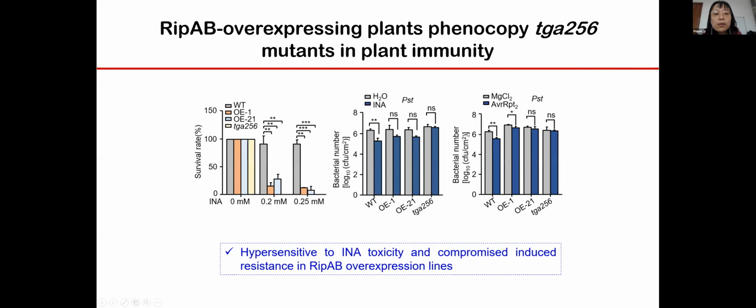Same as above, we found the RipAB overexpression plants were hypersensitive to Ralstonia, and RipAB overexpression plants almost lost the SA-induced resistance and SAR response, which is comparable to the tga256 triple mutant in disease resistance. So these results suggest that the expression of RipAB could block TGA256-related plant immunity.